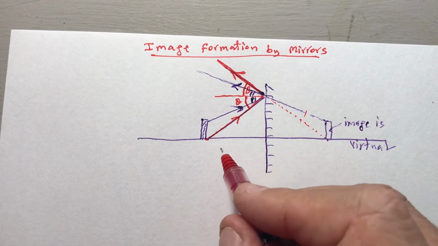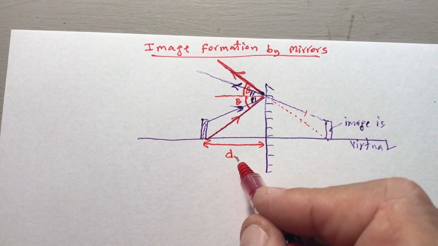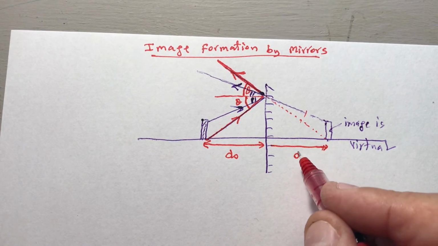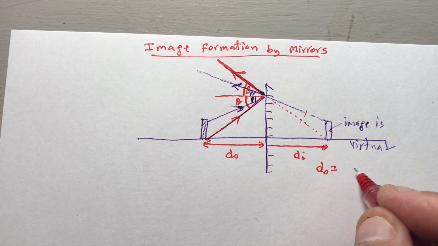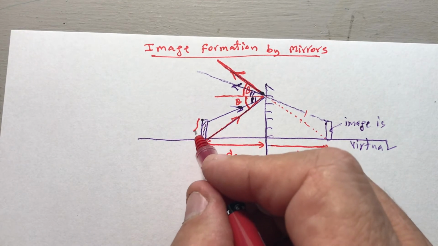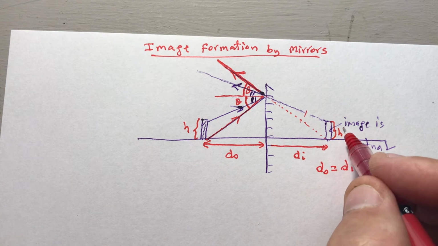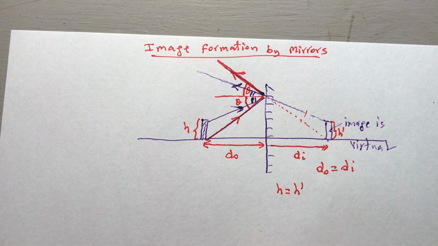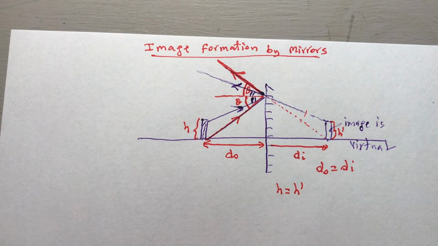So this distance here, we call it DO for object. And this distance here, we call it DI. So DO is equal to DI. Same length. Also, we call this H, and this one here, H prime. So H is equal to H prime. This is for a mirror that's flat.